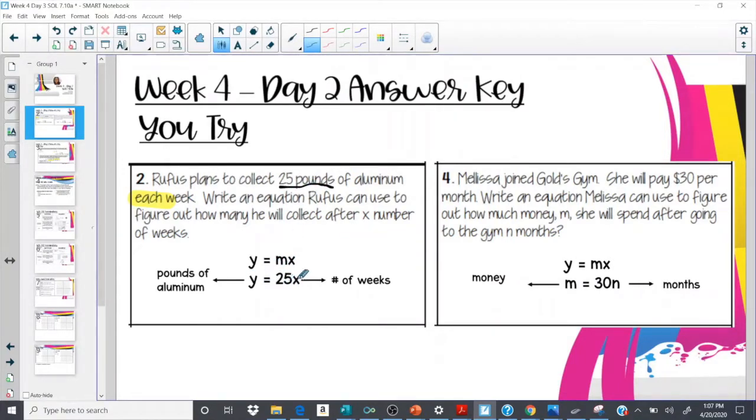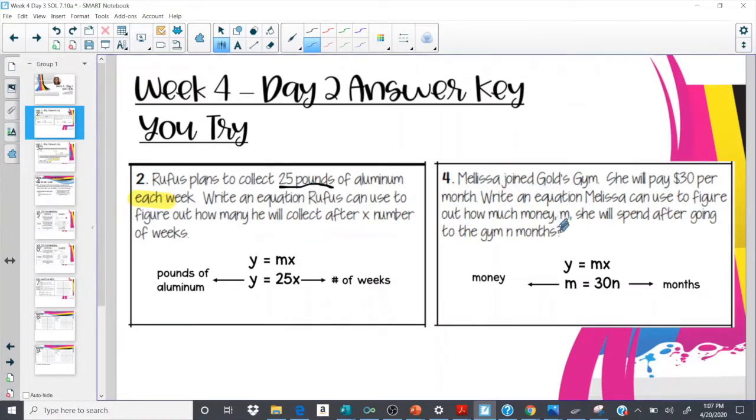And then you're going to keep the rest of the equation exactly the same. So now the equation reads y is equal to 25x. X represents the number of weeks he's going to collect the aluminum, and y will represent how many pounds of aluminum he will end up with.